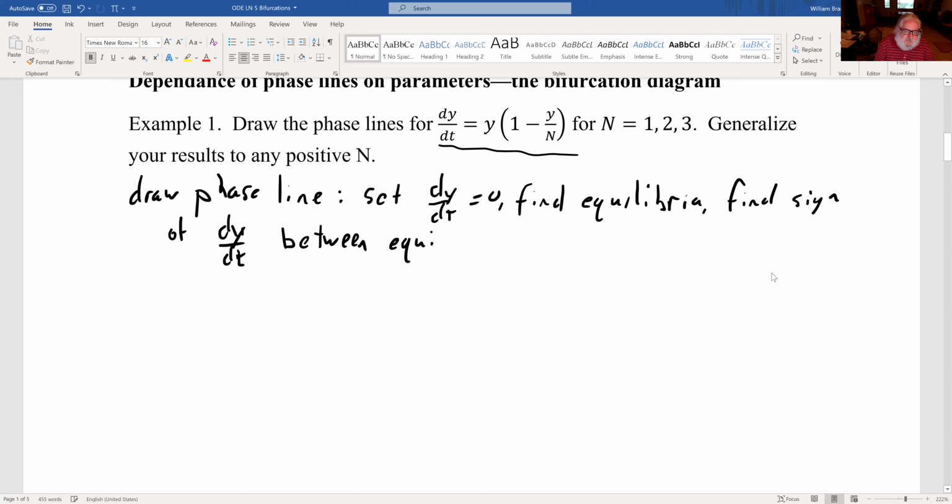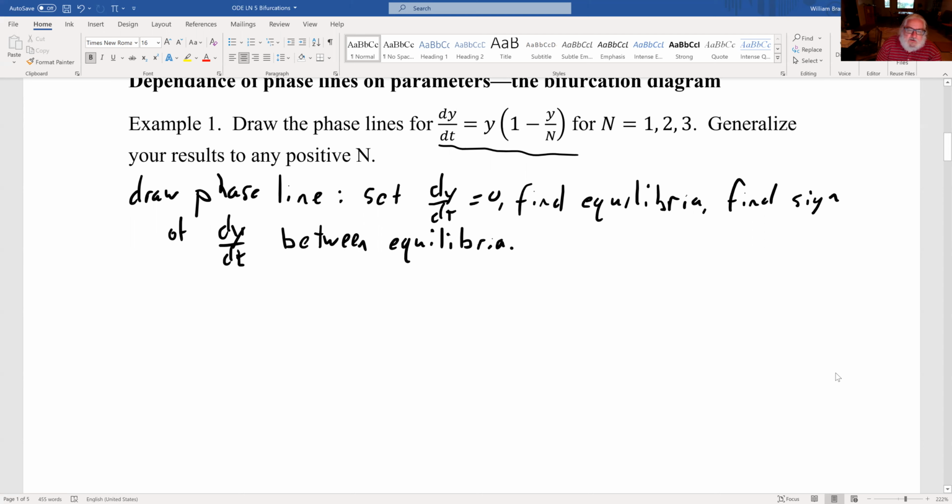So there is how you go about finding an equilibrium. And I wrote that out because I want you to write that out because I want you to remember it. How do you draw the phase line? You set dy/dt equal to 0, and that'll find you the equilibria. That's where dy/dt is equal to 0. And then in between the equilibria, the function dy/dt has a sign. It's always positive or negative, and you want to know the sign of that.